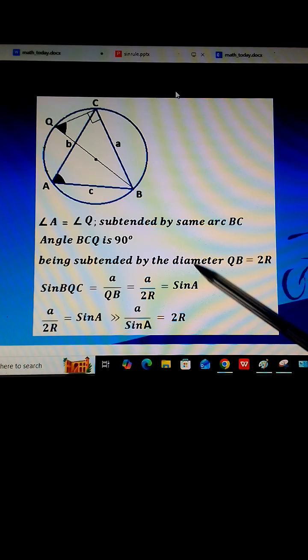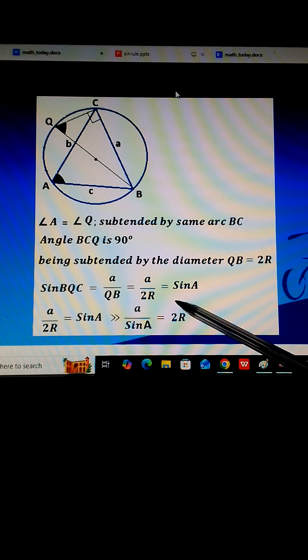Now, if we make 2r the subject of the equation, if a over 2r is equal to sine A, it implies that a over sine A is equal to 2r. So you multiply both sides by 2r and divide both sides by sine A. So you get a over sine A is equal to 2r. So it means that a over sine A is equal to b over sine B is equal to c over sine C, which is equal to 2r, where r is the radius of the circle for a triangle that is inscribed in a circle.